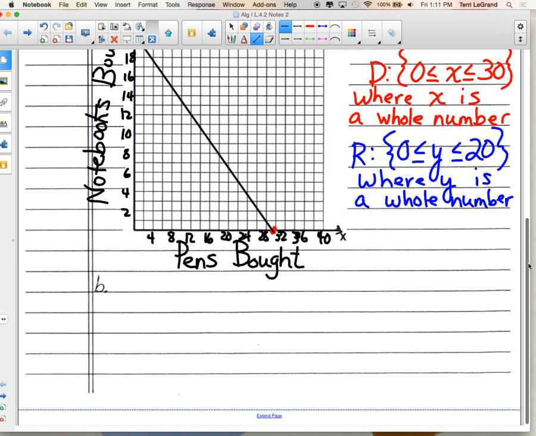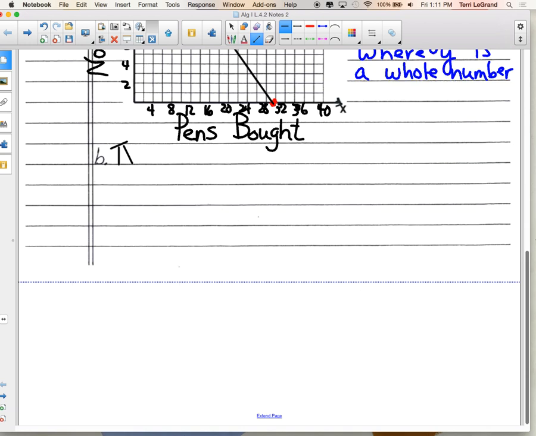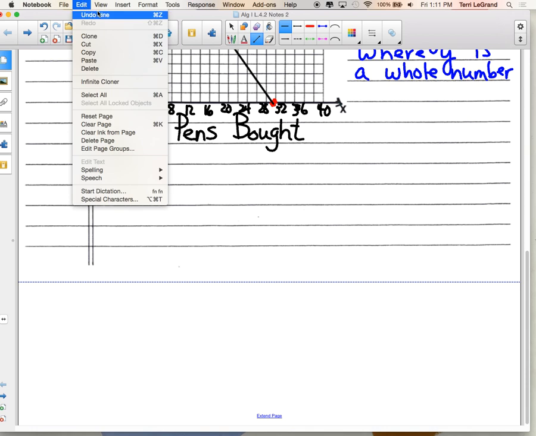Okay, now let's do part B, where it says to describe what these intercepts mean with this situation. So let's start with the x-intercept. The x-intercept represents, oops, I'm still working with my line tool.